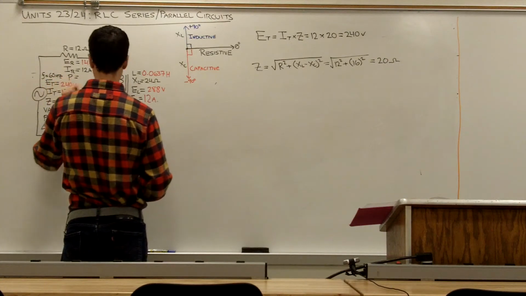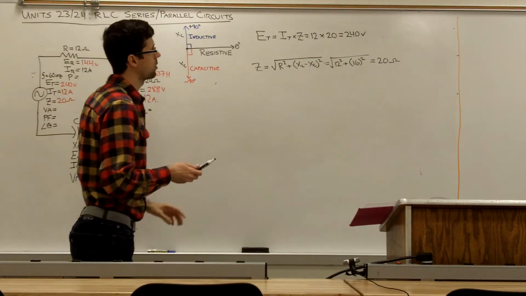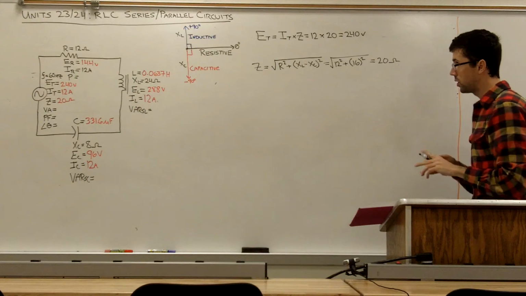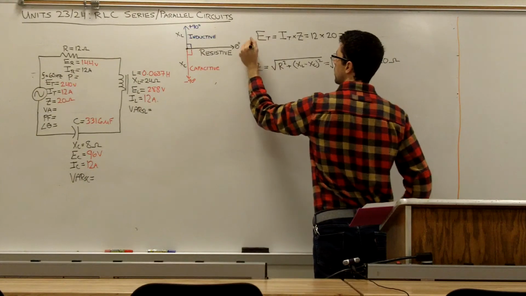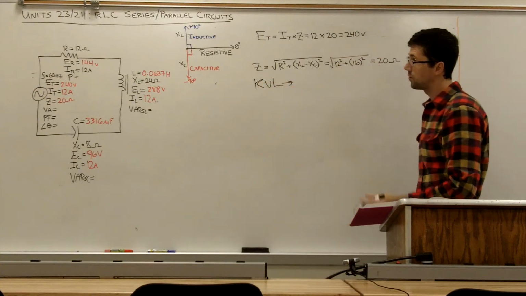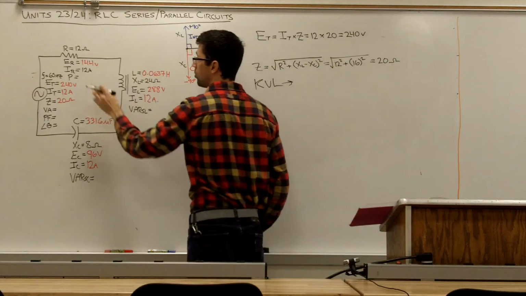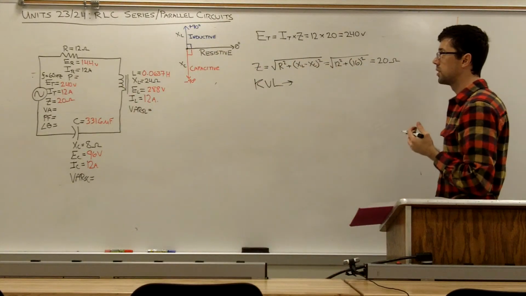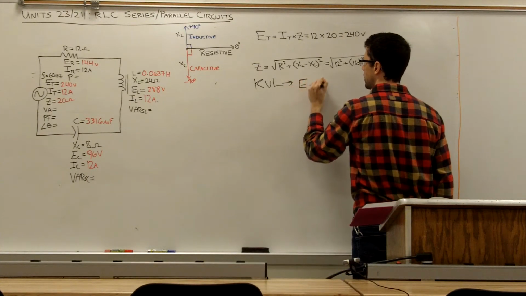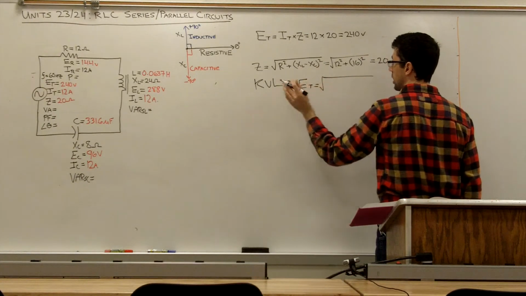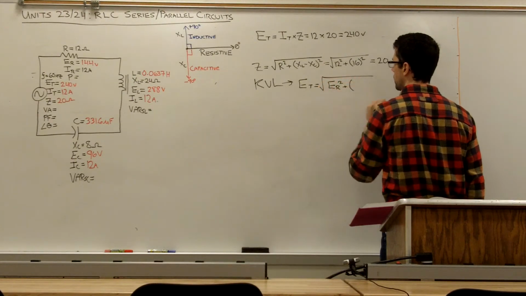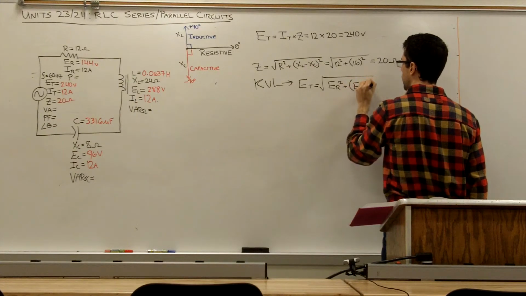However, let's check this answer. Let's say we want to check our answer, or we don't want to use this nasty equation. There's a way to avoid using this equation, and that is through Kirchhoff's voltage law. Kirchhoff's voltage law states that the sum of the voltage drops across each individual component should equal the source voltage. Of course, this is going to be the vector sum of each individual component, so the total voltage is going to be the square root of E sub R squared plus (E sub L minus E sub C) squared.